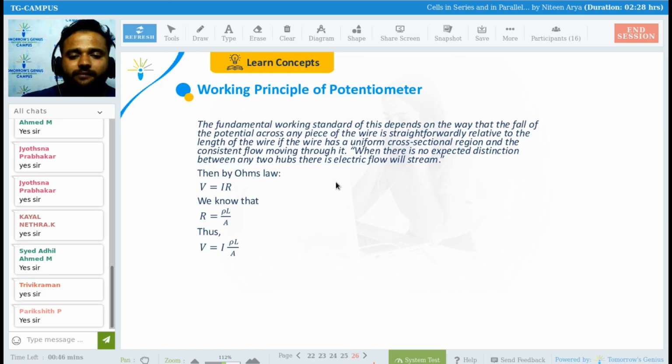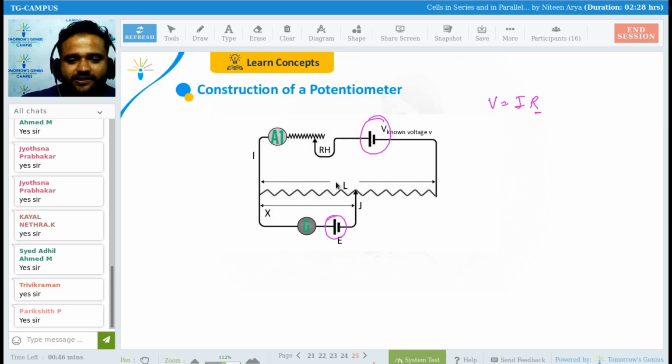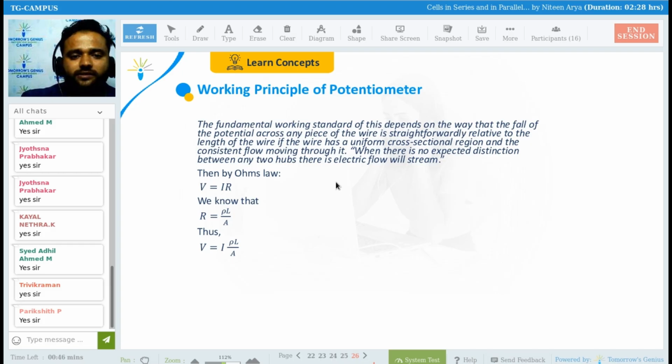Even if you understand this, it is going to help you out. So the fundamental working principle of this depends on the fact that the fall of potential across any piece of wire is directly proportional to the length of the wire. Why so? You can understand with the help of V equals IR, Ohm's law, and we know that R equals rho L by A. So the moment my length changes, in the same sense, my voltage is going to change.